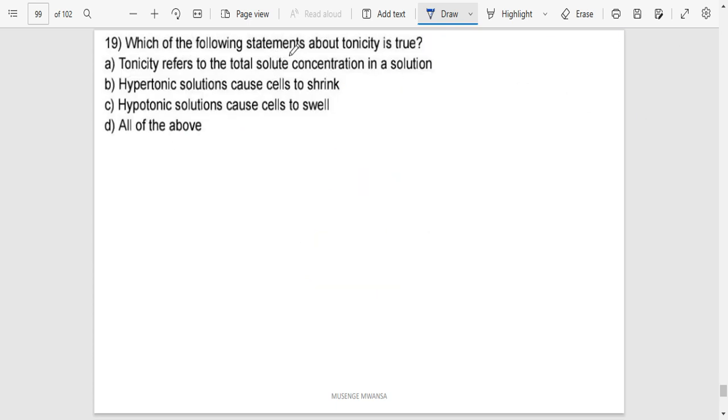Which of the following statements about tonicity is true? Tonicity refers to the total solute concentration of a solution. Is this true? Let me put a dot to see what we are going to think about. Try to think about it if it is true. Hypertonic solution can cause cells to shrink. Is that true? Let's look at this.